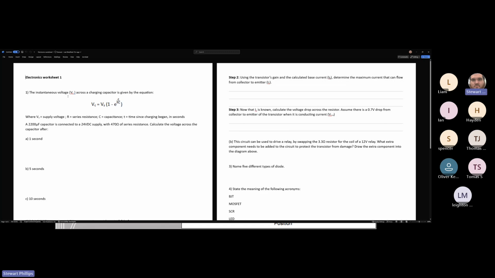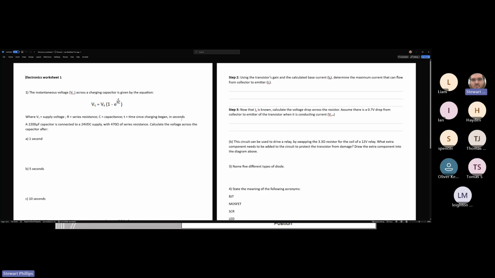So the instantaneous voltage VC across the charging capacitor is given by this equation. VC equals Vs times (1 minus e to the power of negative t over RC). Where Vs is the supply voltage, R is the series resistance, C is capacitance, and t is time since charging began in seconds.